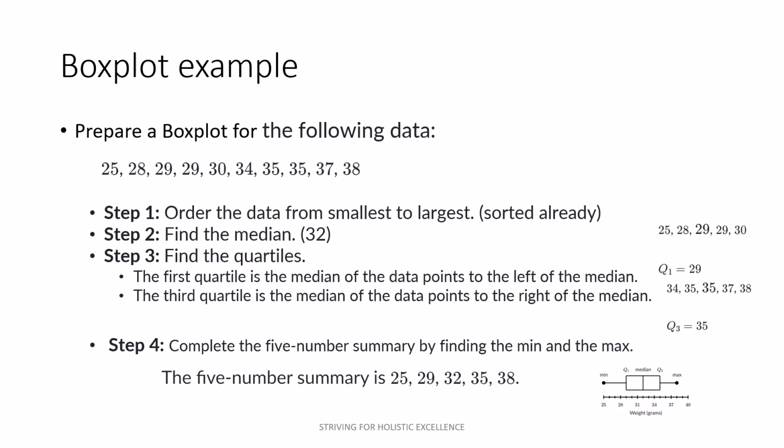So again we have to take the third value here, which is 35. Okay, 35 is the third value, like 5 by 2, 2.5, ceiling of 2.5 is 3. So we have to take 35. So Q1 is 29 and Q3 is 35.